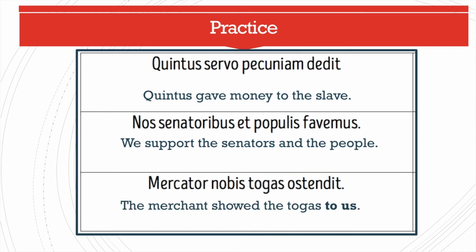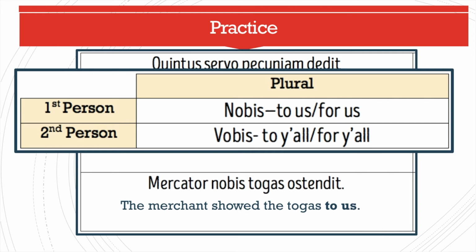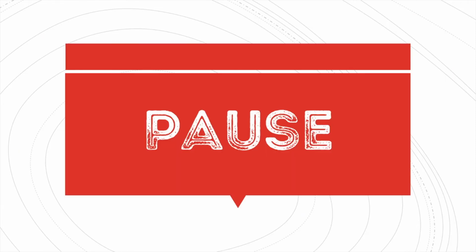And the next one is the merchant showed the toga to us. And I want you to remember this is one of those dative plural pronouns. And then nobis just translates as to us or for us. All right, I want you to pause the video and do the next 3 sentences on your own.